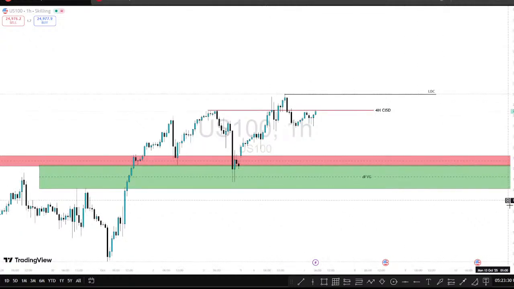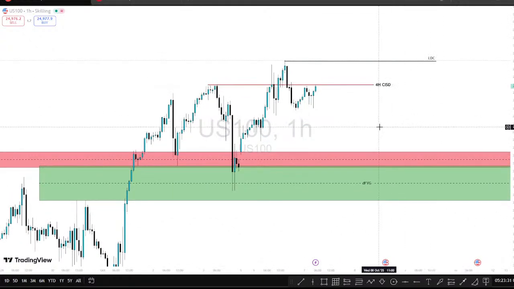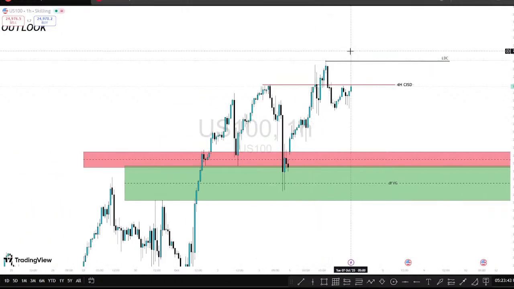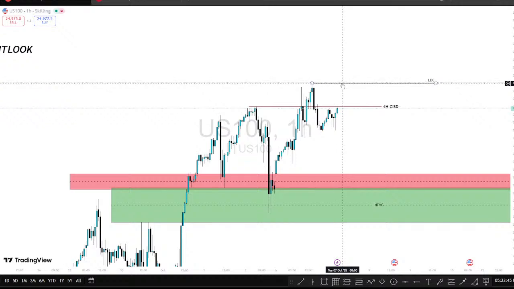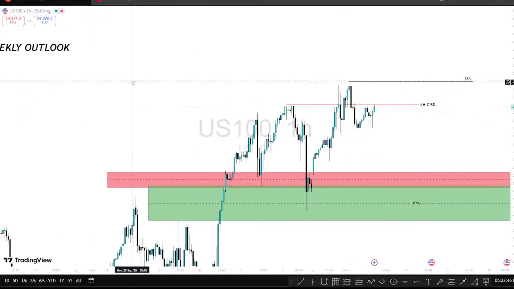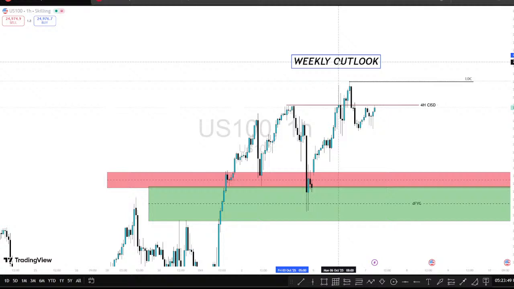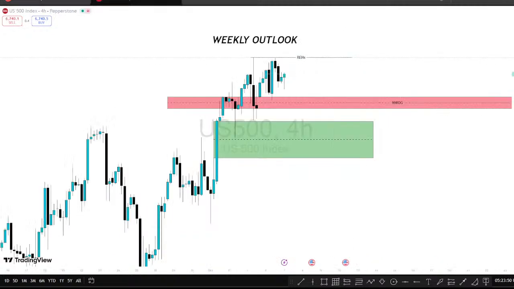So I think that's it. We have this change in state. So all I'm waiting for today is maybe another change in state here. Then maybe I can ride the move for like 100 or 150 handles to the upside. So yes, I think that is all for today.